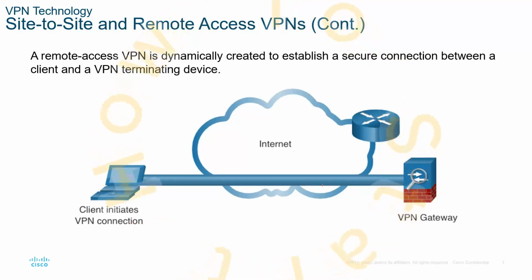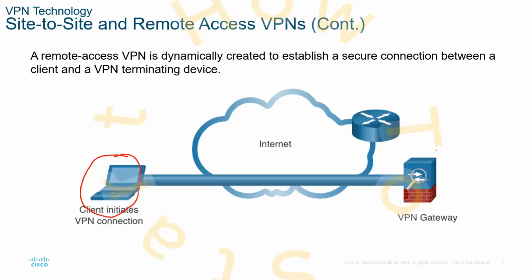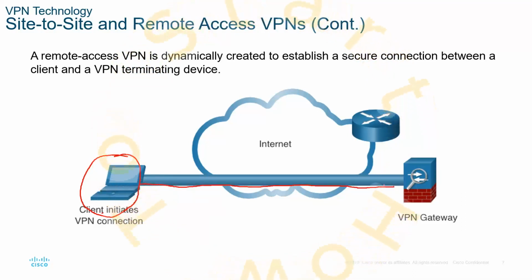We have the ability to do a remote access VPN, and that basically dynamically creates and establishes a secure connection between the end device and our gateway. Here, the end device will actually do the call out to the VPN. However, this end device may have a dynamic address. It can be connecting from anywhere on the internet. So the end device has to do the call out. The VPN gateway will have to receive the connection and then establish the connection.